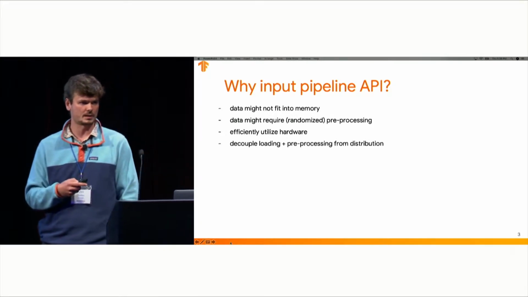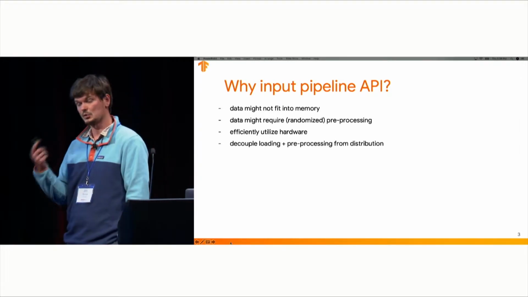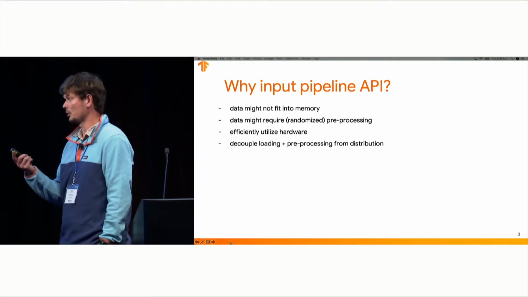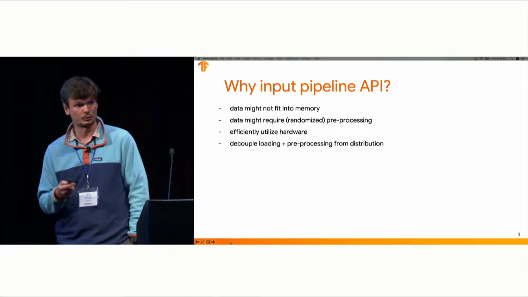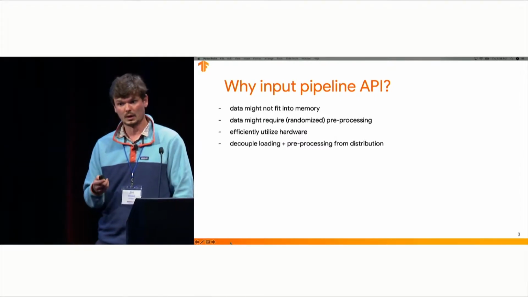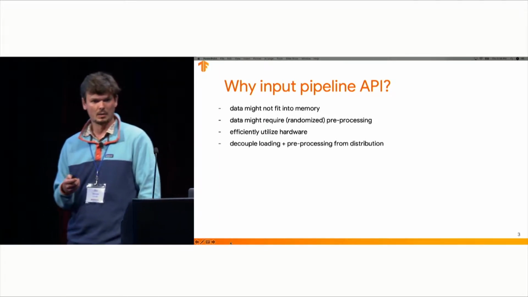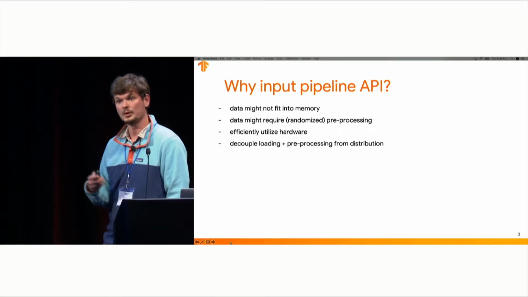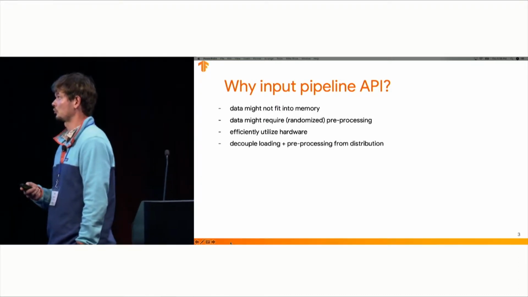Well, the reason is it's not uncommon for the preprocessing that needs to happen during the machine learning computation to be randomized in some way. For example, you want to shuffle your data to avoid biasing your training towards the order of your data. And you might also want to apply some randomized transformations to your data, say if you're doing image-based training.